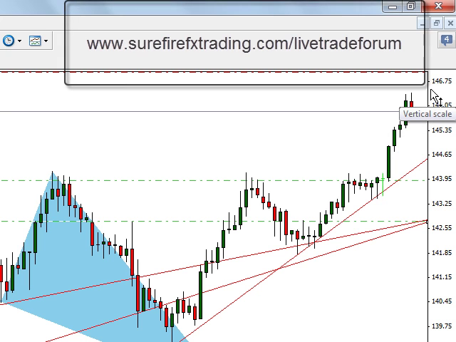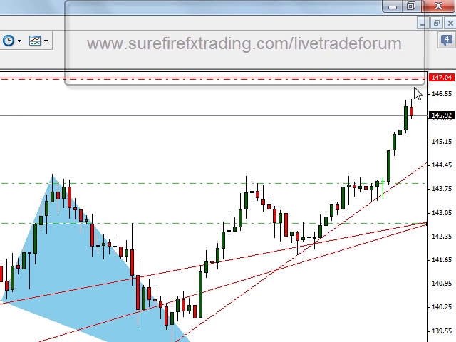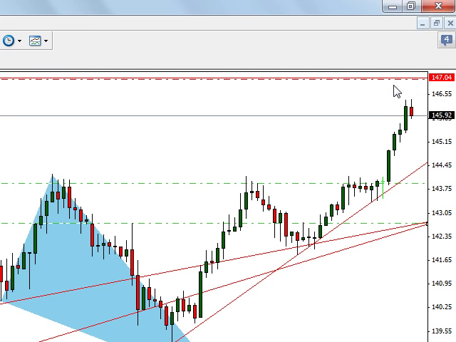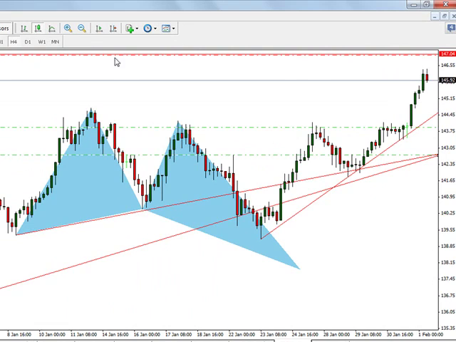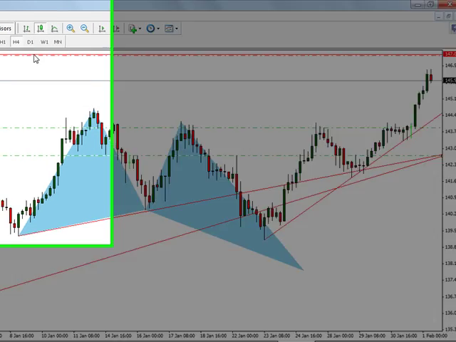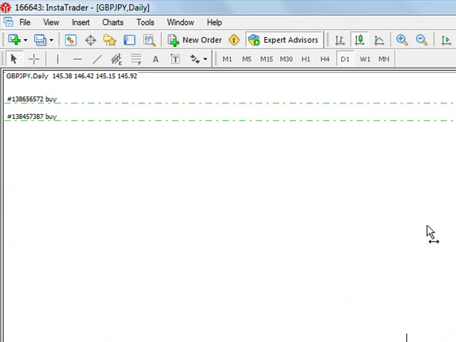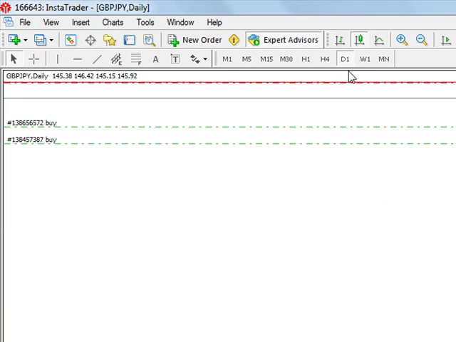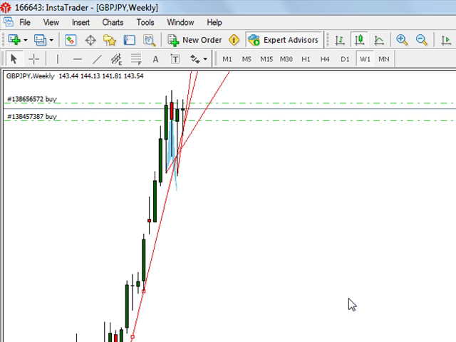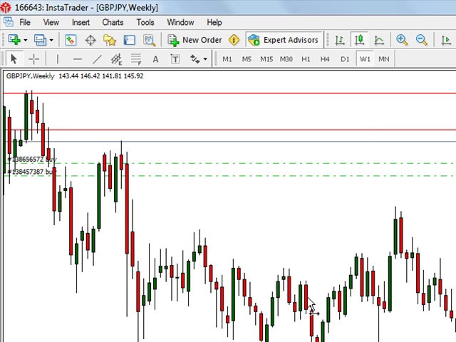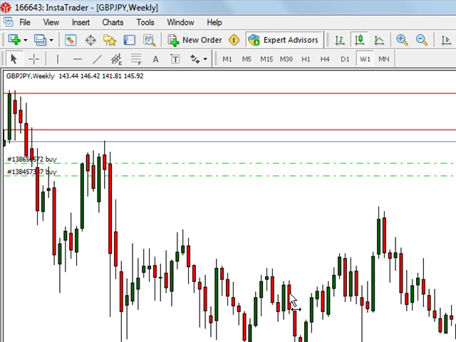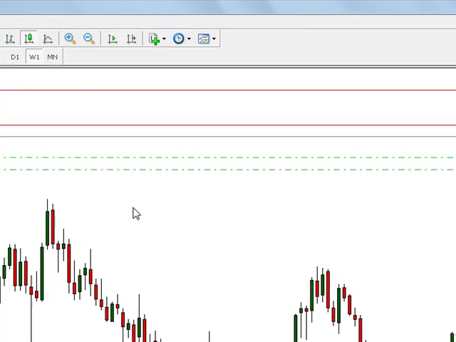In our forum, the Surefire FX live trade forum, I already stated there that we should be expecting price to visit the 147.00 area. If you check around this line, you will see that there is some sort of resistance. Okay, let's check the weekly chart. Right now, price is going high on the GBP JPY because there's very little or no resistance, and it's finding it very easy to ascend.